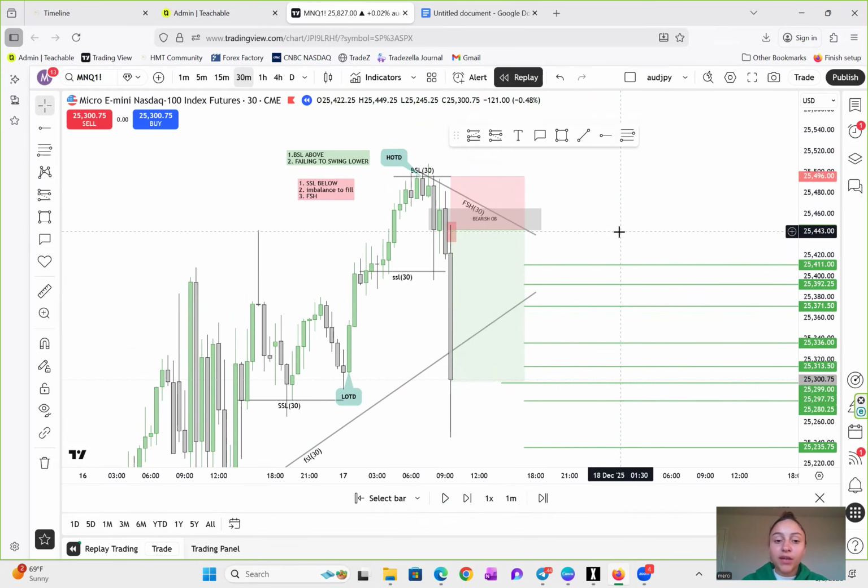I identified my confluences before I got an entry. I identified where my potential entry would take place so I didn't have to second guess. I had the high and the low of the day. I want to make sure that I'm never buying at the high or selling at the low, which I didn't. And then you also want to identify what your stop loss is going to be before you even enter a trade. That way, you can accept the risk before you enter the trade.